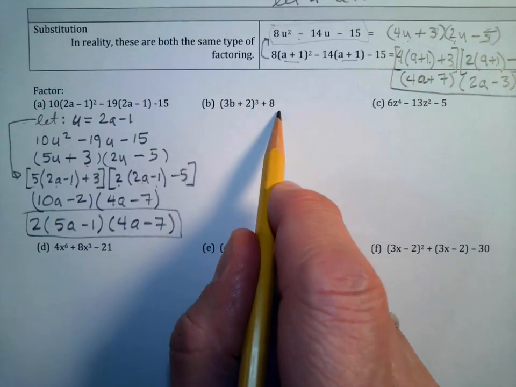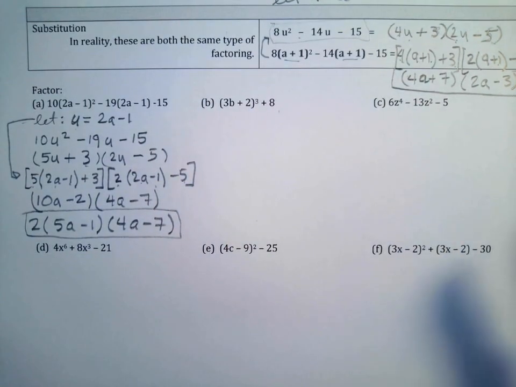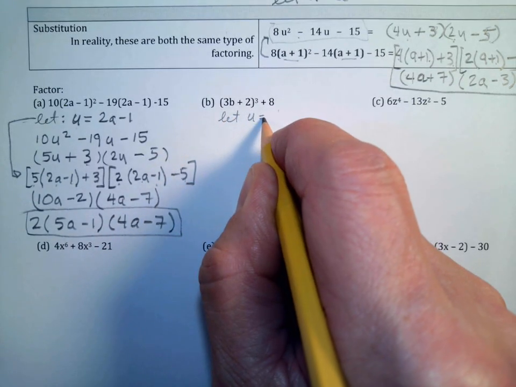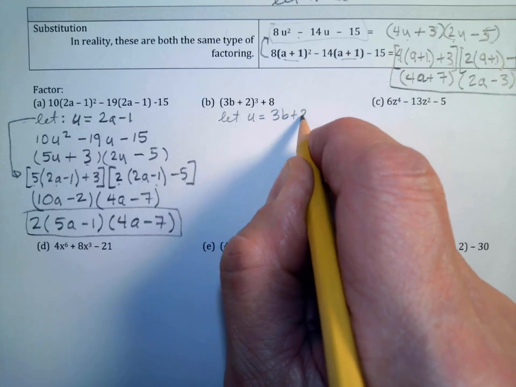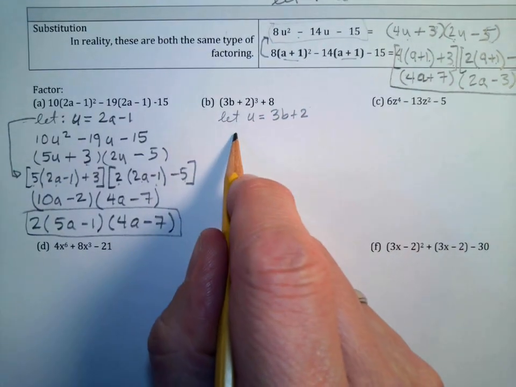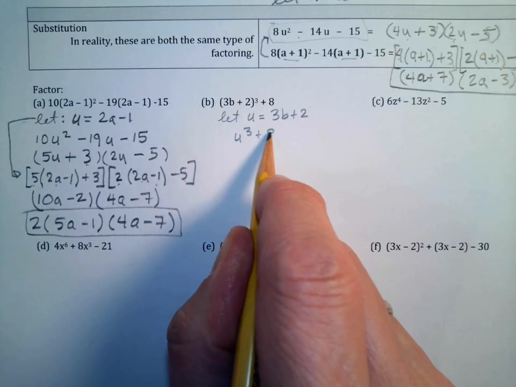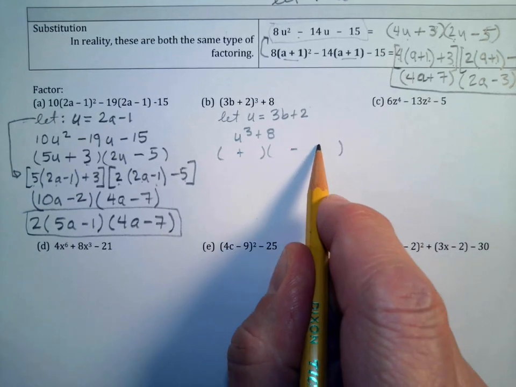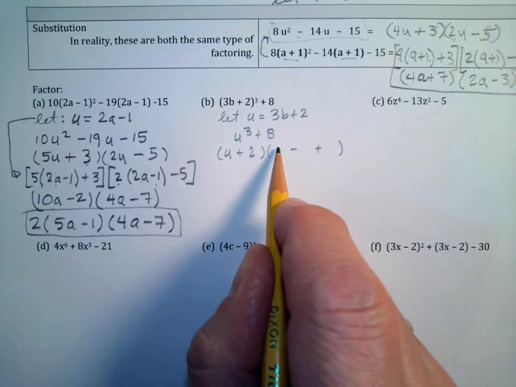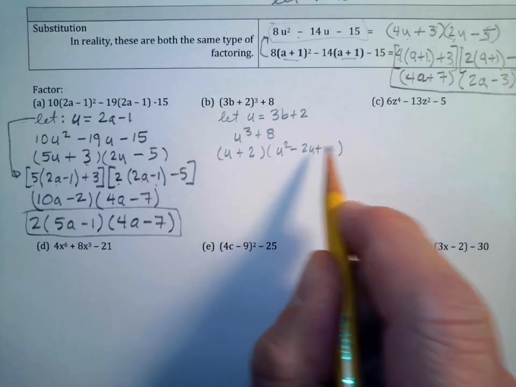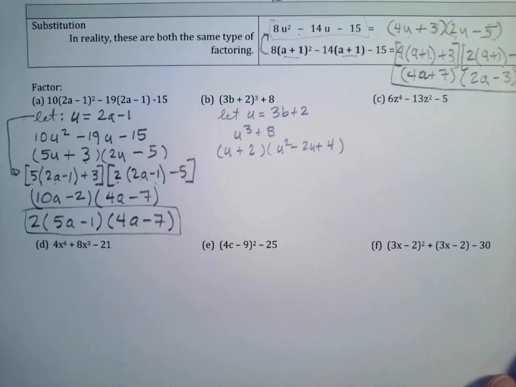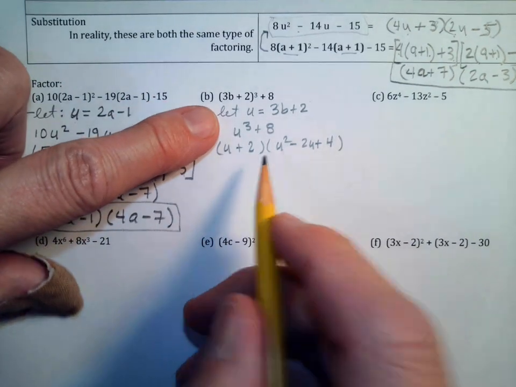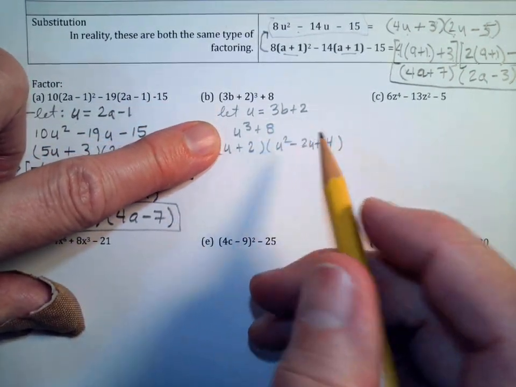So we have a binomial cube plus 8. That's going to be a sum of cubes. So let's do a substitution. Let u equal 3b plus 2. All right, so then we get u cubed plus 8. And that's going to be a binomial times a trinomial. The same, opposite, always positive. u and 2, u squared, 2u, and 4. All right, now we want to unsubstitute, plug the 3b plus 2 back in.